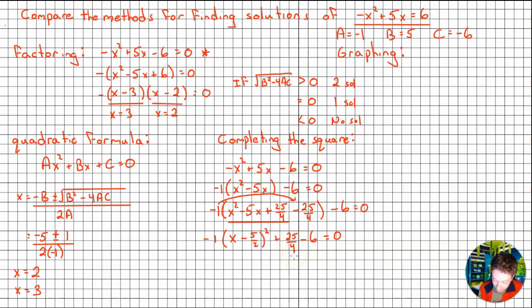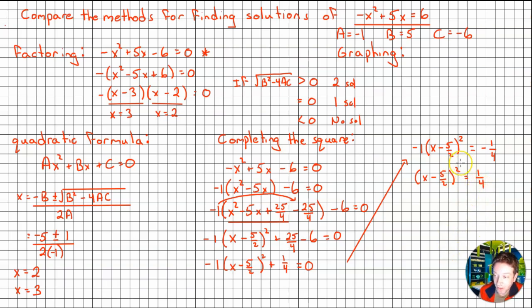So 25 over 4 minus 6 is actually equal to 1/4. So we have minus 1 times x minus 5/2 plus 1/4 equals 0. So we're going to move 1/4 to the other side of the equation. Let me continue this up here. So we have negative 1 times x minus 5 over 2, I forgot the squared, is equal to negative 1/4. If we divide both sides or multiply both sides by negative 1, we can get rid of that negative on both sides of the equation. So it just equals 1/4.